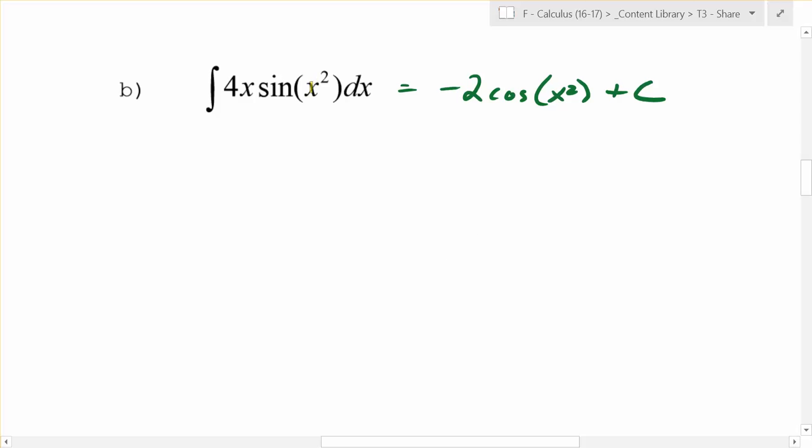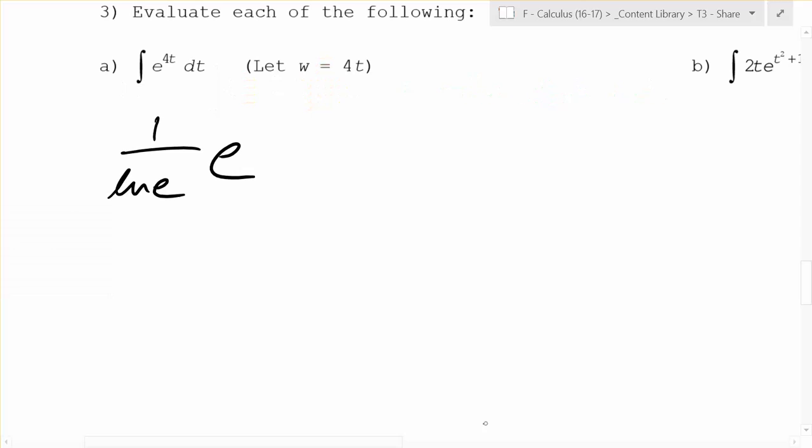What's the power of the thing on the inside right there? 2. What's the power of the thing on the outside? What's the difference in those powers? The difference in powers is 1. The big tell that you're going to use this new method called u-substitution is going to be a difference in power of 1. There are other tells, but that's the big one.